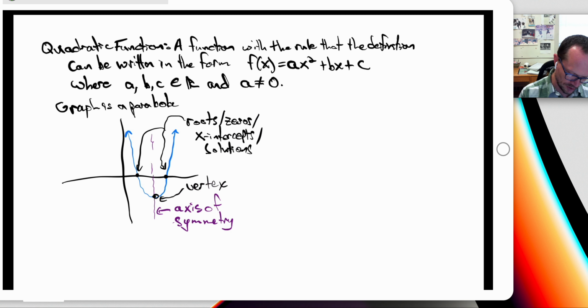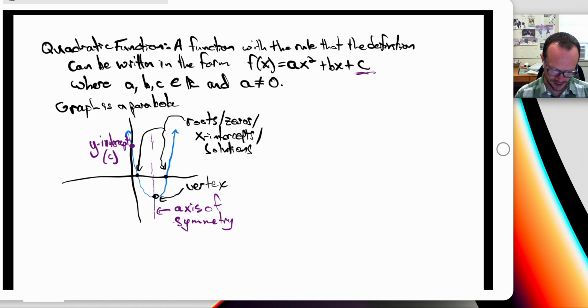I guess I didn't draw this, so it has a y-intercept, so let me slide that over. So we've got a y-intercept, that point right there, which is just going to be that value right there because x is 0, you're left with c. So the y-intercept is the value c. There's a formula for the axis of symmetry, x equals negative b over 2a. We're going to derive that a couple different ways in the unit.